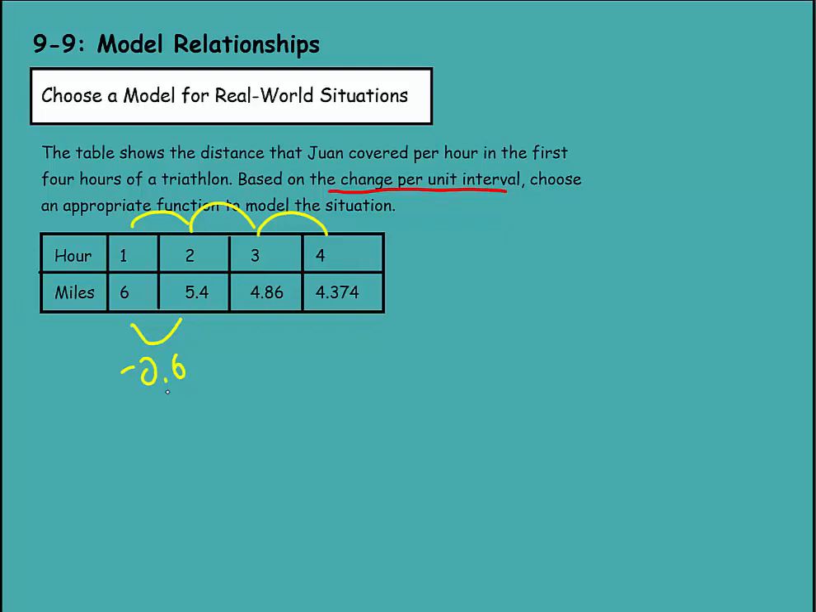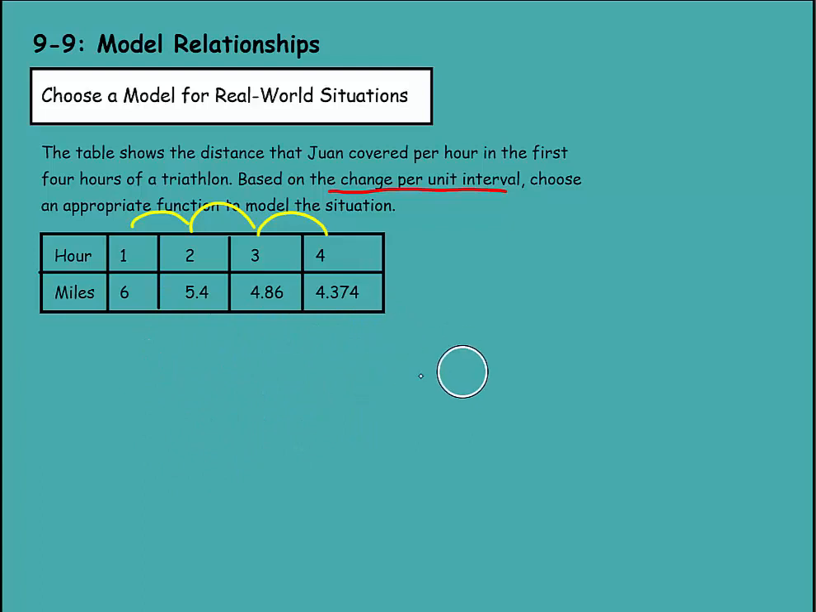Let's check to see if the change of the change is constant. Let's see if that's quadratic then. 5.4 down to 4.86 is a change of a 0.54 drop. The next change between 4.86 and 4.374 is a drop of 0.486. So if it's quadratic, these are all going to be changing at the same rate. So this is a change of 0.6. This is not a change of 0.6, meaning that this is not quadratic either, which leaves us with exponential.